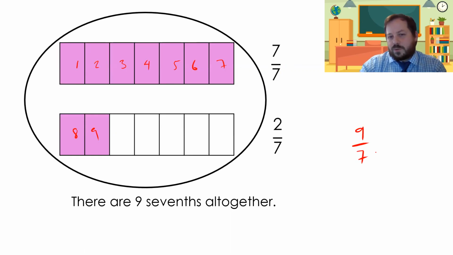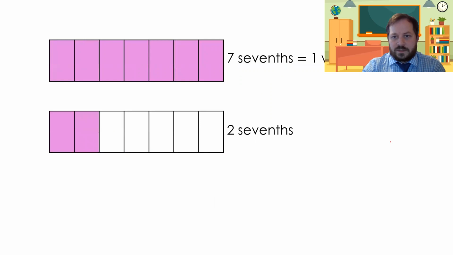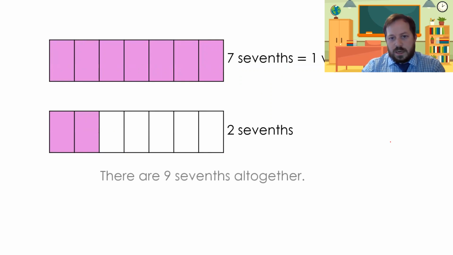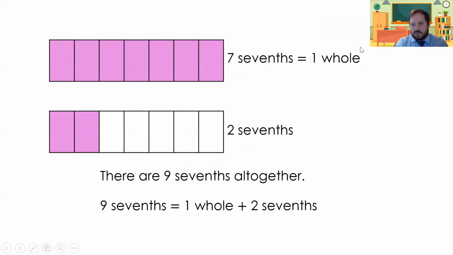And that counts as 1 whole and 2 sevenths. And you could write it that way as well. So 9 sevenths is the same as saying I have 1 whole and 2 sevenths, because that 7 sevenths is that 1 whole. Here's another one. There's 7 sevenths, which is equal to 1 whole. And there's 2 sevenths, which are 7 sevenths all together, or 1 whole and 2 sevenths, which is what we just said.